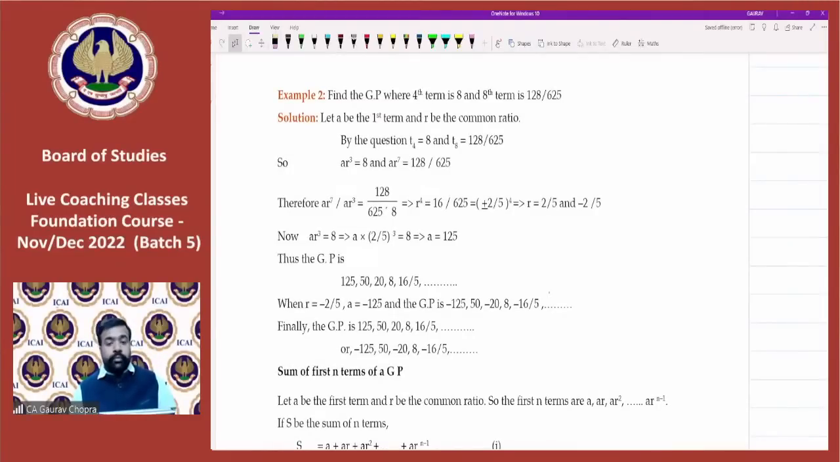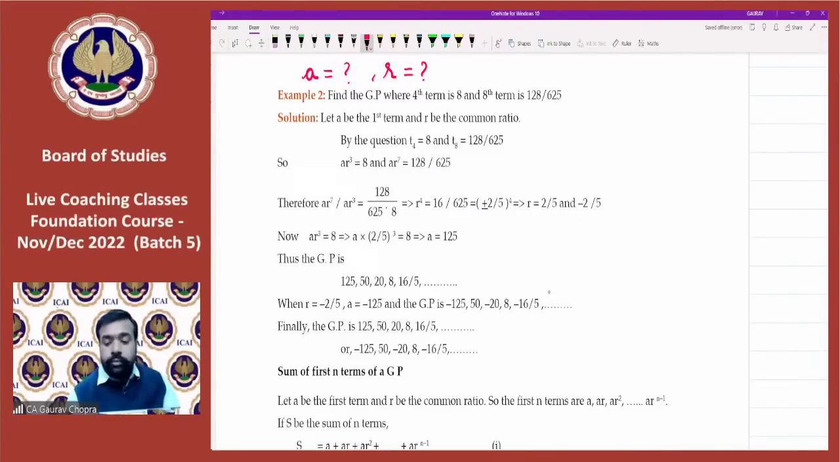Find the GP. This time we have to find the geometric progression where the fourth term is A and the eighth term is 128 upon 625. So these two values are given, and with the help of these two values, we have to calculate the geometric progression. Whenever we have to find a GP, first of all we have to calculate A, and then we have to calculate the common ratio. So both of the things we are supposed to calculate.